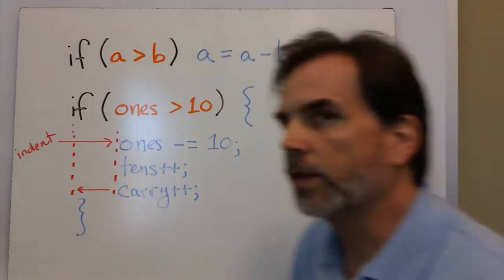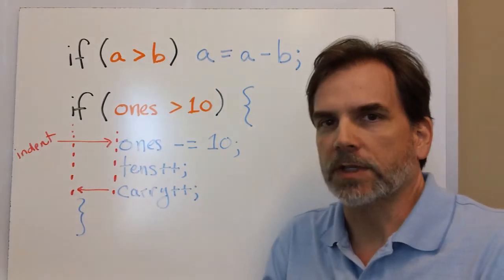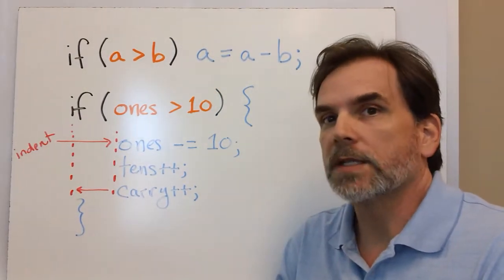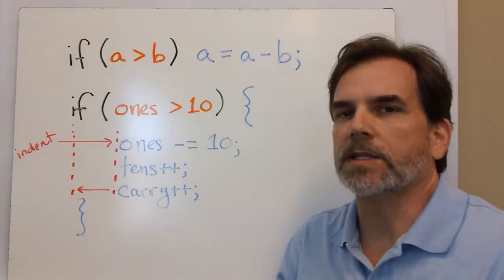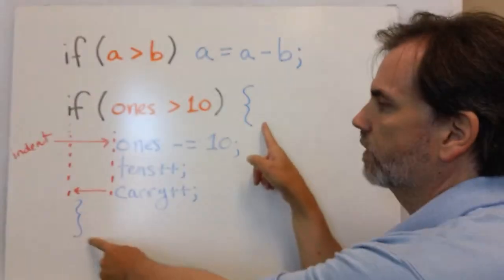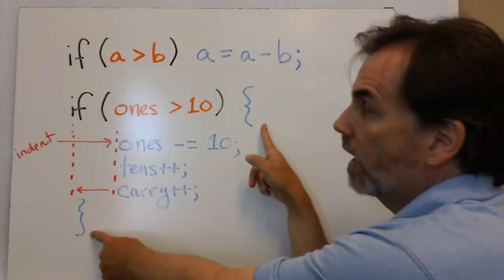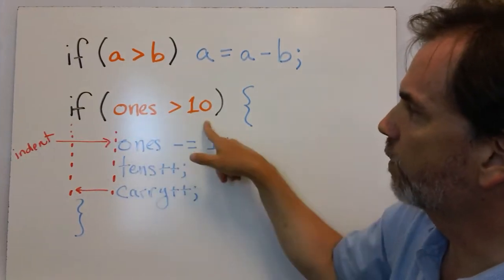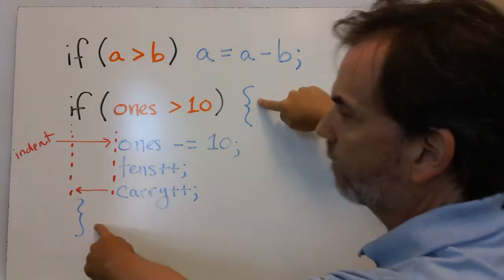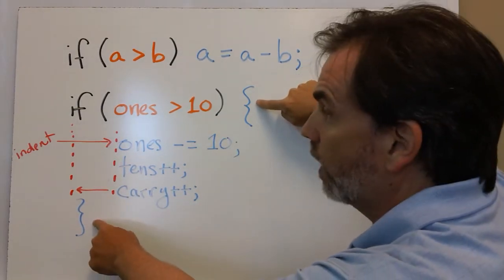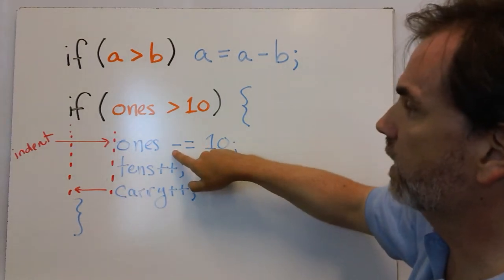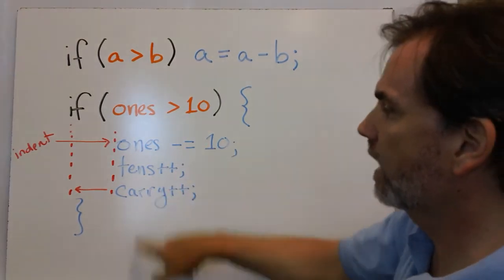If we want to do more than one thing as a result of a condition being true, the if statement only gives us one statement, but we know that we can replace any statement. We can use a compound statement with curly braces to accomplish that. So here, if A is greater than 10, that's our expression. If it's true, we do everything in these braces because this is one statement. It's a compound statement. We subtract 10, we add 1 to the tens counter, we add 1 to the carries counter.